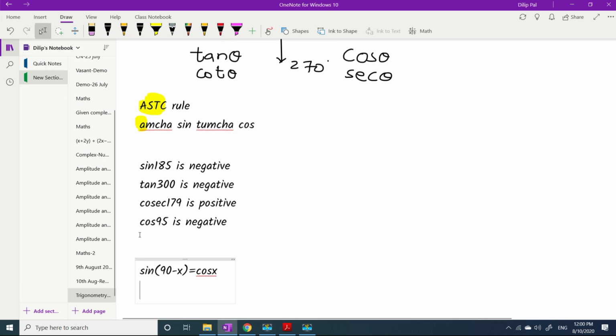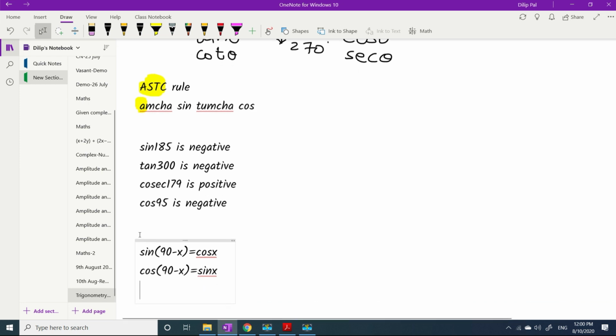I'm just writing because you are aware of it. It was there in the ninth standard, only as formulas. In detail we are going to learn it in the 11th standard. Right now we are going to learn why sin of 90 minus x is cos x, and why cos of 90 minus x is sin x. I'll explain within a moment. First let me write all the formulas. Tan of 90 minus x is going to be cot x.